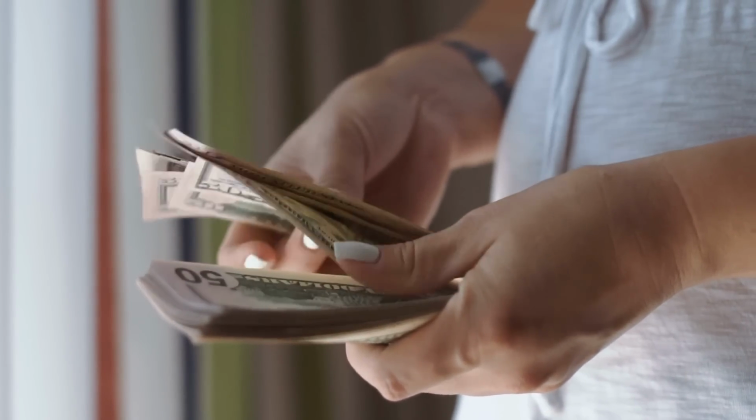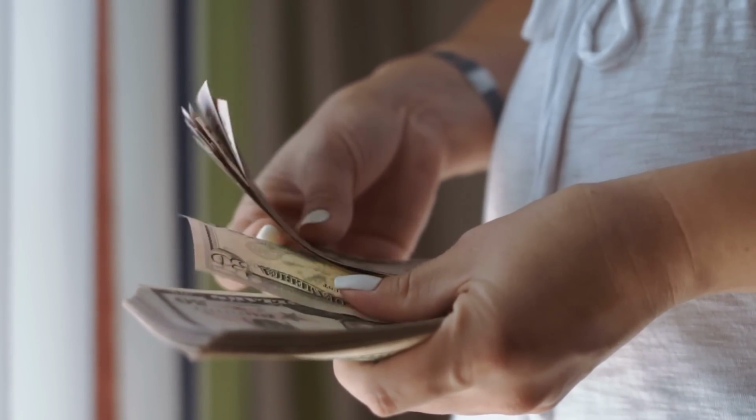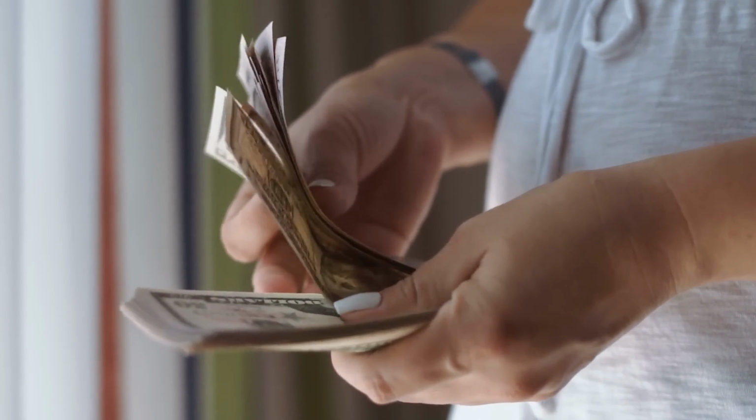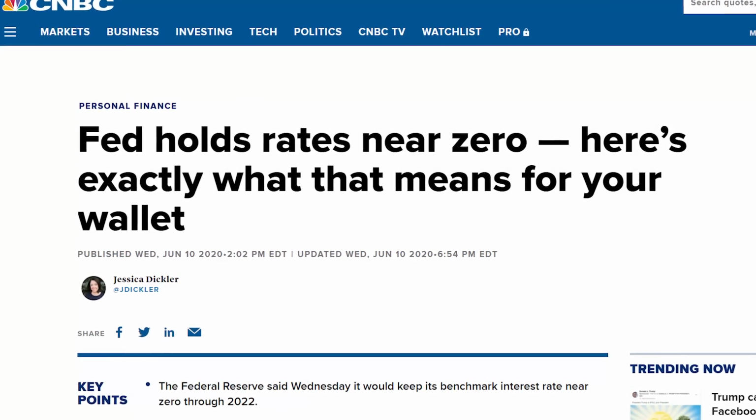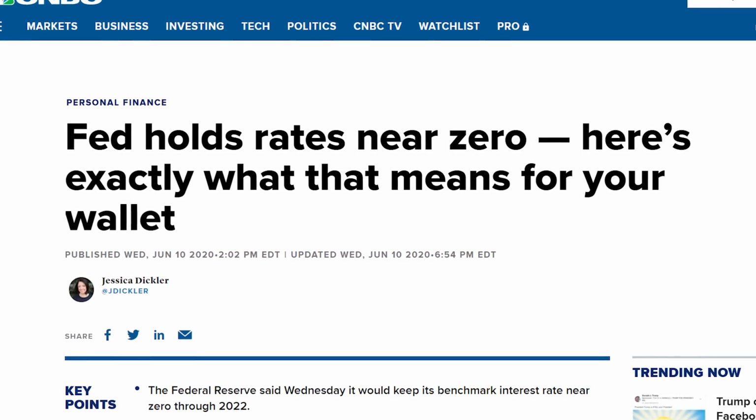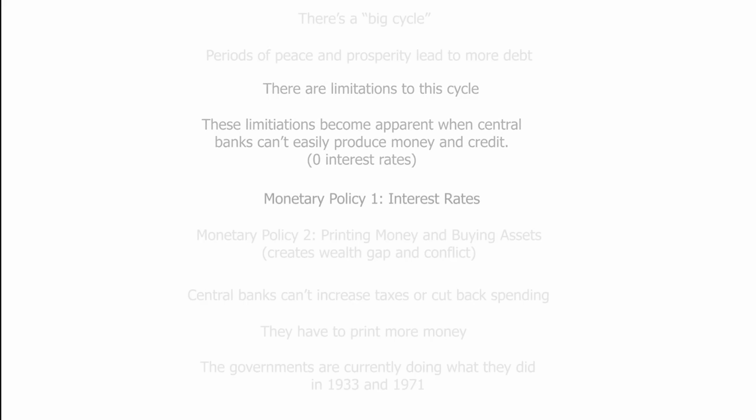Cheap access to money is meant to get people lending and spending, which helps the economy get moving again. This is why the Fed lowered interest rates to near zero almost instantly back when the illness was first starting. And as Ray Dalio says, monetary policy 1 is interest rates.